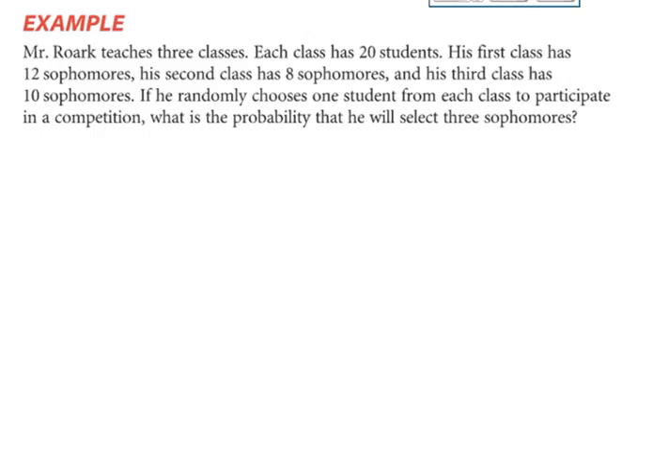So we've spent a couple minutes here analyzing this problem. We've decided that Mr. Rohrich is making 3 choices, so there are going to be 3 levels of branches, and each time he makes a choice, he's either choosing a sophomore or not a sophomore. So now we're ready to start drawing our tree diagram. So his first choice in his first class, he's either going to choose a sophomore or not a sophomore.